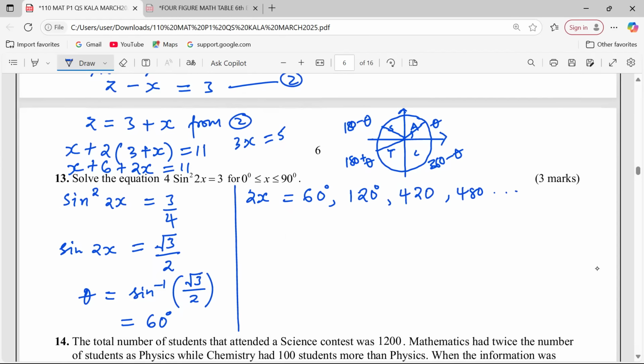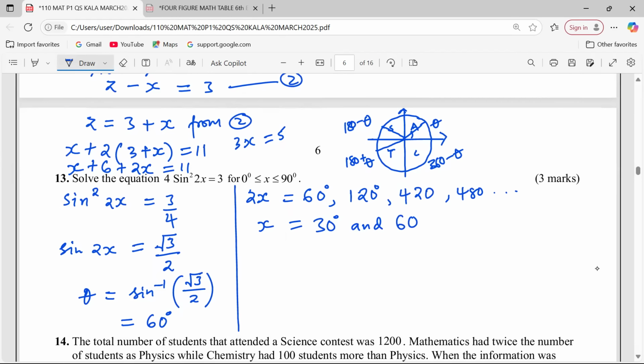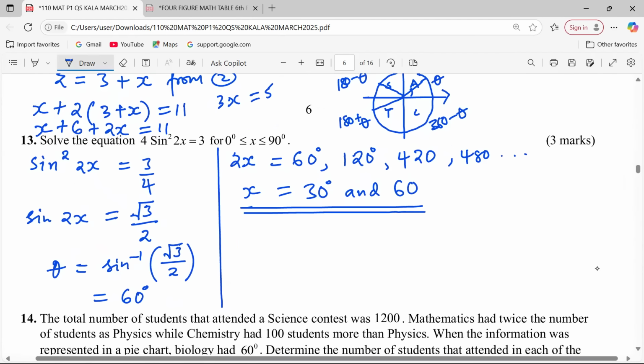The angles continue. So the value of x shall be, when we divide each of them by 2, then when you divide 420 by 2, you shall discover that the angle is greater than 90. So there are only 2, because the others will be beyond the given range of 0 to 90. So those are angles that satisfy the equation above.